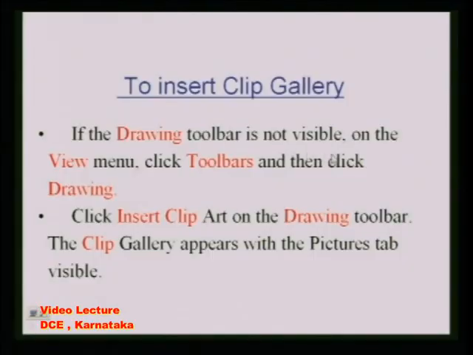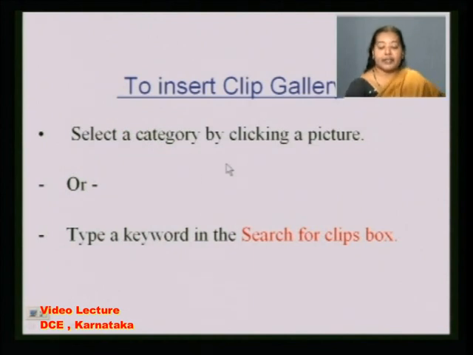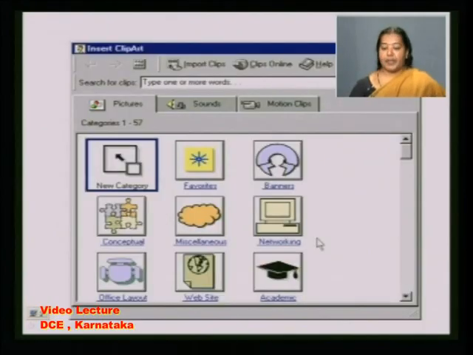If the drawing toolbar is not visible, on the View menu, click Toolbars. Now that is to insert. Then click Insert Clip. I just now showed you Insert Clip, and the clip gallery appears with the Pictures tab visible. So select a category by clicking, or search by typing a keyword. What I did just now, I typed a keyword and showed, and then this is what we saw. So any one of them I can select and put in the document. So that is about the clip gallery tool.